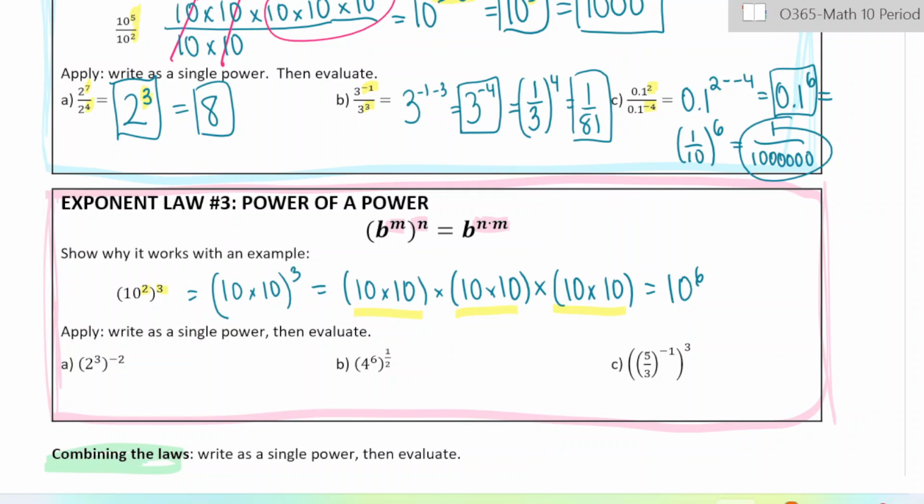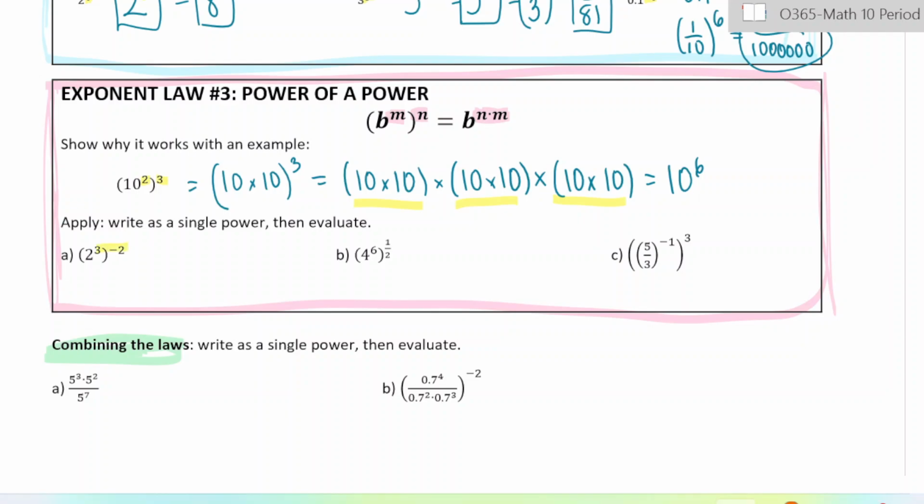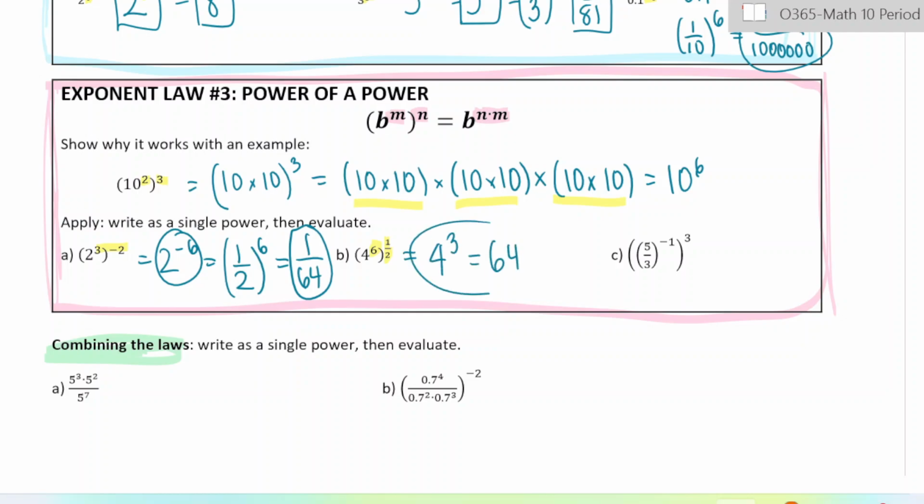Okay, so let's do these examples. You can pause here and do these on your own if you want some practice, but I'll go through them as well. So we're going to multiply those. So we get negative 6. Negative exponent just means we flip the number. So this would be 1 over 64. Okay, next one, multiply. 6 times a half is 3. And evaluate it, it'd be 64.